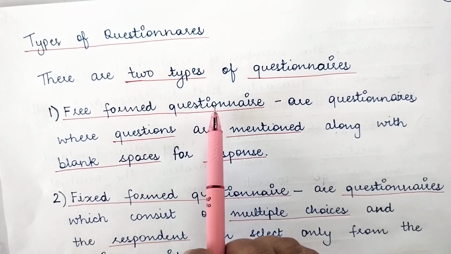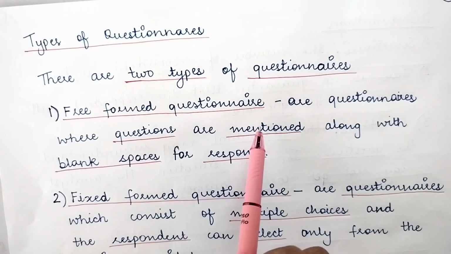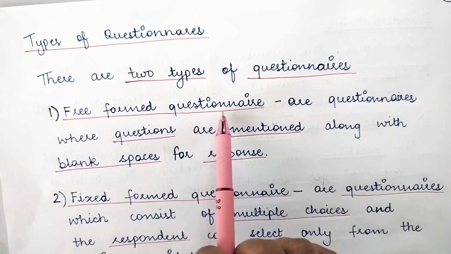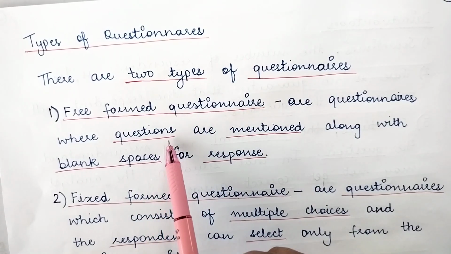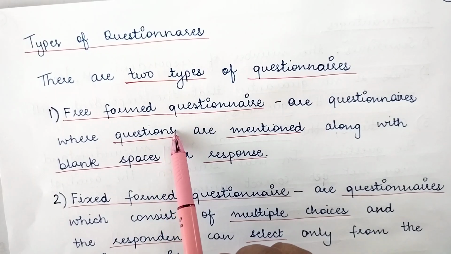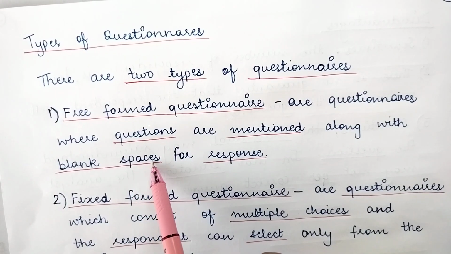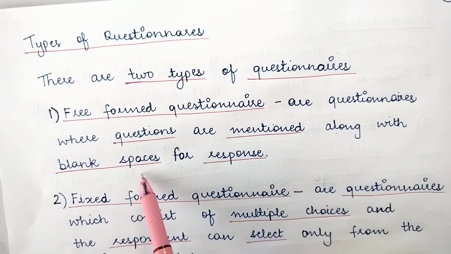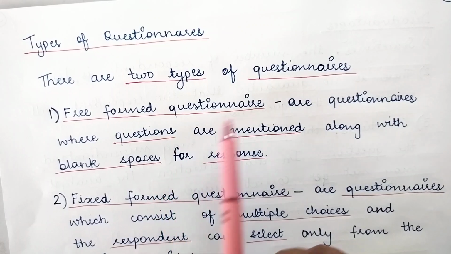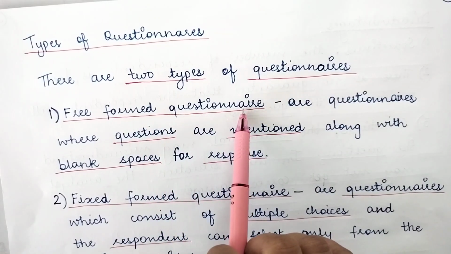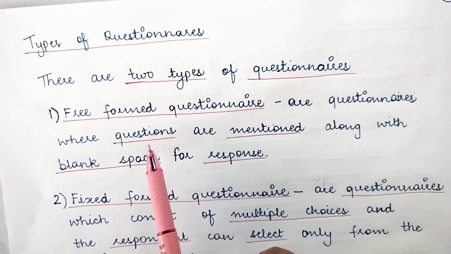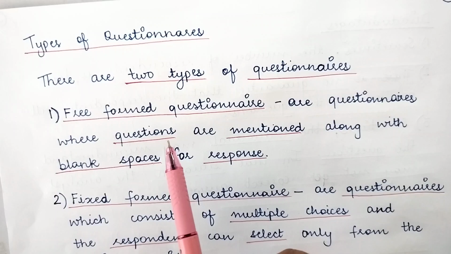If we talk of free-formed questionnaires, these are questionnaires where questions are mentioned along with blank spaces for responses. And that is why the name free-formed, because they can write whatever they want in response to the questions. The clients or the respondents can write anything in the blank spaces for that particular question. So different respondents may have different types of answers for the same questions. So these are free-formed questionnaires where there is no fixed set of answers, and there is a blank after the question, so that the customer can fill in anything as per his choice for the response of that question.